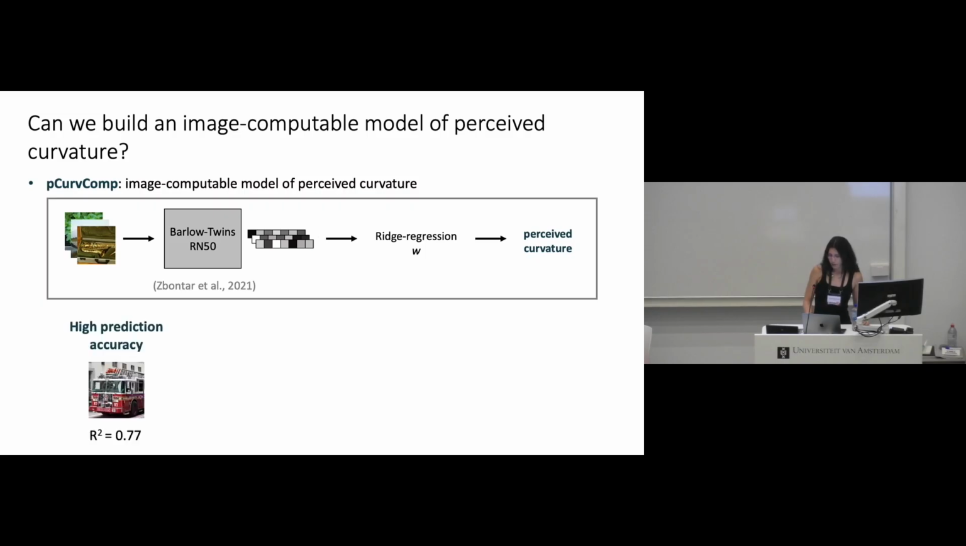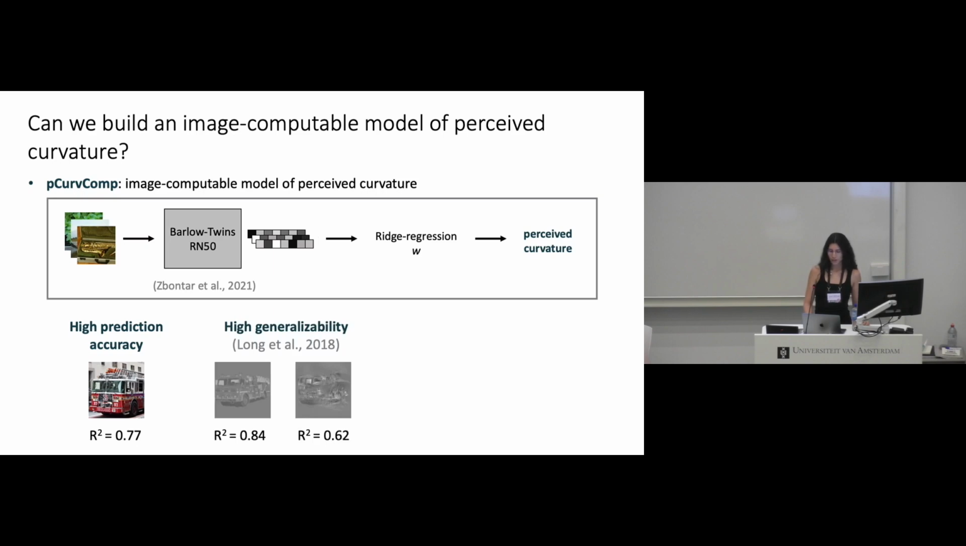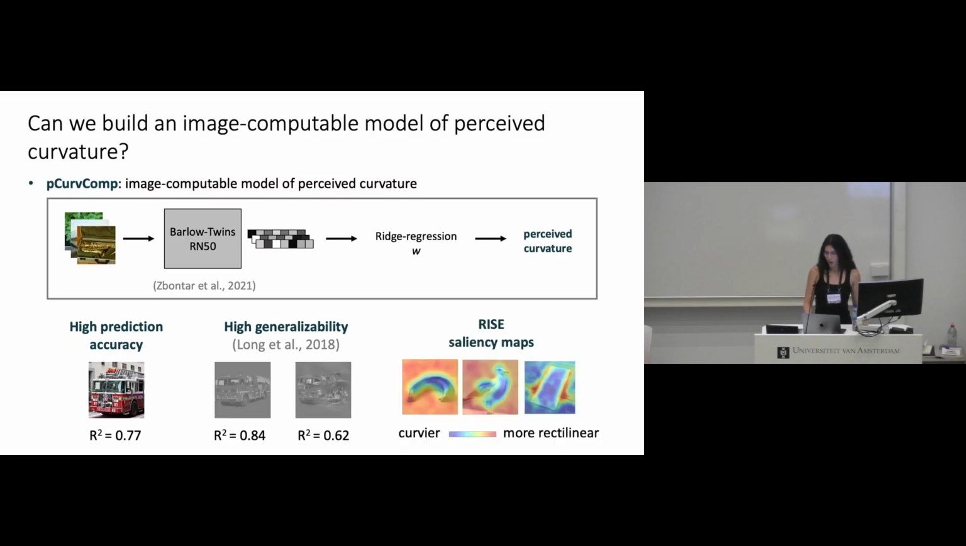Our model achieved high prediction accuracy for the naturalistic test image set and also generalized to very different images of external curvature ratings for more controlled object images and also the scrambled version preserving mid-level visual features. And finally, we also visualized the image areas contributing to higher or lower curvature scores using RISE, which validates that our model indeed picks up object contours to make its predictions.